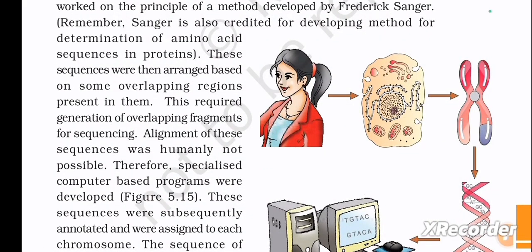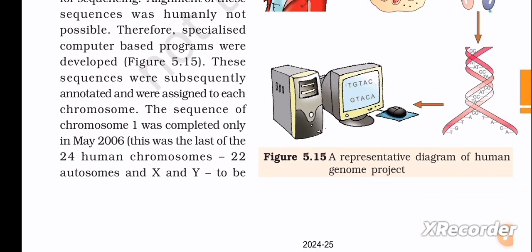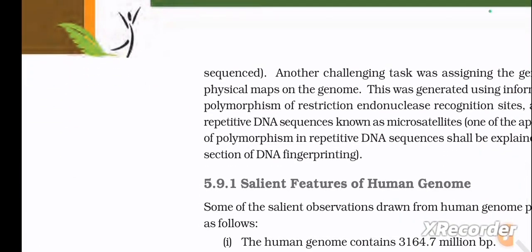These sequences were then arranged based on some overlapping regions present in them. This required generation of overlapping fragments for sequencing. Alignment of these sequences was humanly not possible. Therefore, specialized computer-based programs were developed. Figure 5.15. These sequences were subsequently annotated and were assigned to each chromosome. The sequence of chromosome 1 was completed only in May 2006. This was the last of 24 human chromosomes, 22 autosomes and X and Y, to be sequenced.